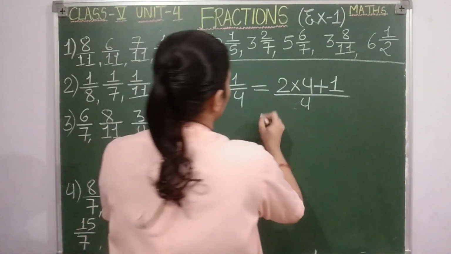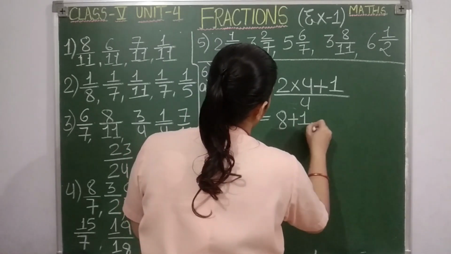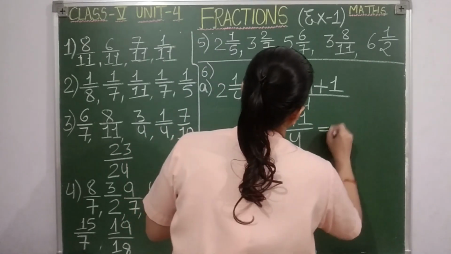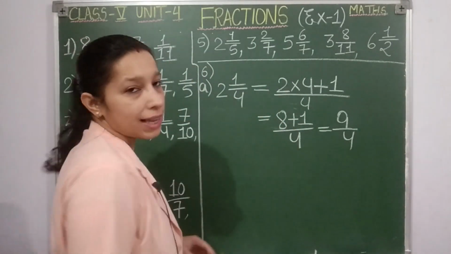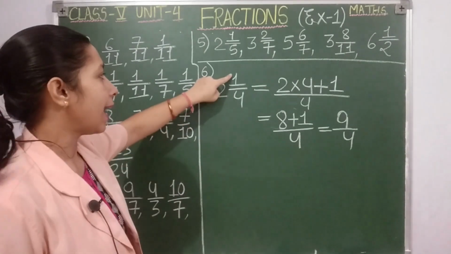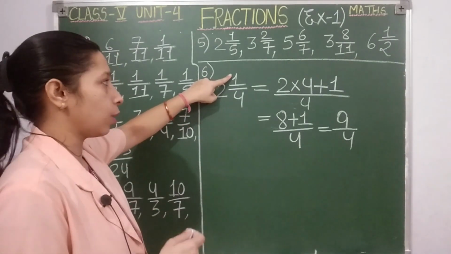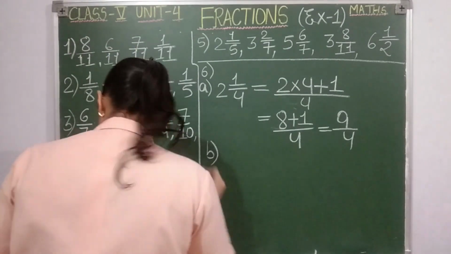Okay students. So now 2 4s are 8. 8 plus 1 upon 4. How much will we get? We'll get 9 upon 4. So this 2 whole 1 by 4 is written as 9 upon 4. See students, multiply this 2, 4 2s are 8. Then add the numerator to it. 8 plus 1, 9 by 4. Okay. Let us see the second question for this.